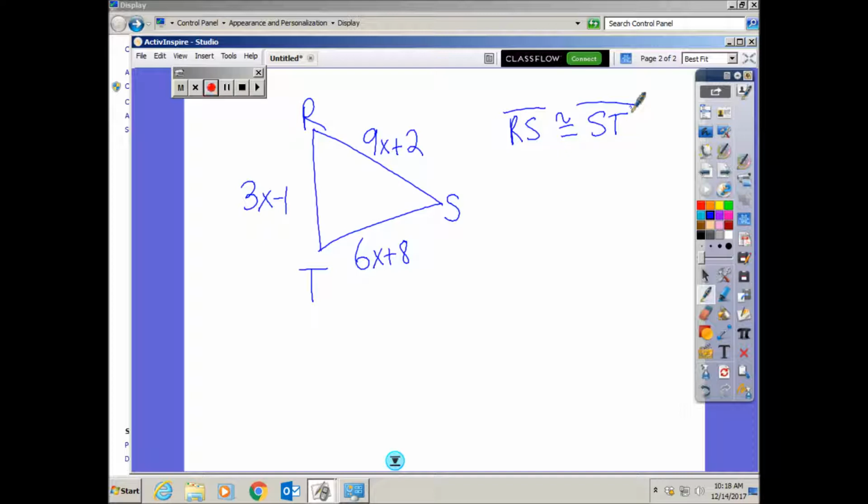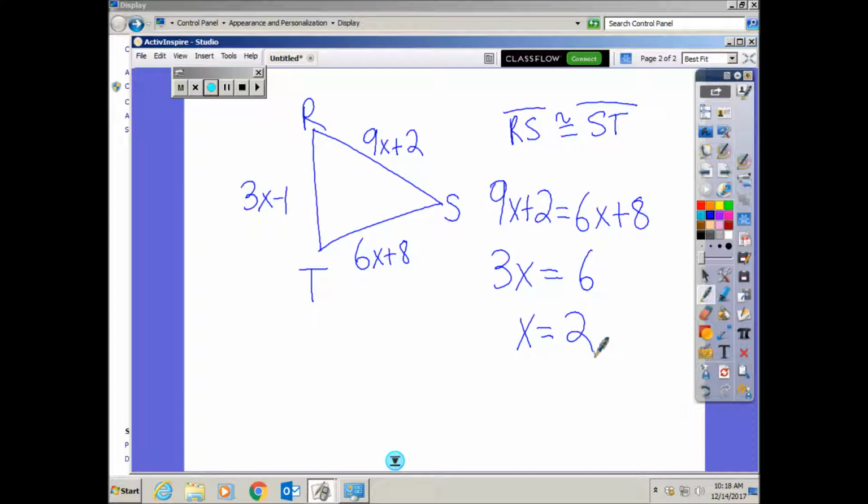On your test, the triangle was actually equilateral, right? On the chapter 4 test, the triangle is equilateral. So all the sides were equal, which meant you could just pick 2 of them and set them equal to each other. So the first thing you were asked to do was find x. 9x plus 2 equals 6x plus 8. So we're just solving. I subtract 6x from both sides. I subtract 2 from both sides. X equals 2, correct? Yes.